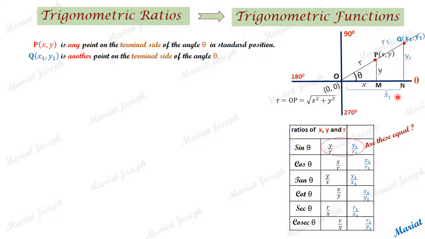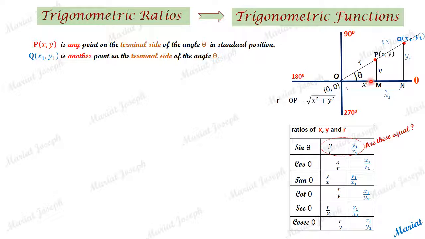Now, consider the two triangles OMP, the small triangle, and the triangle ONQ, the bigger triangle. What do you think about these two triangles? These two triangles have something special. This angle theta is common to both of them. Also, the small triangle is a right triangle. Here there is a 90 degree. Here there is a 90 degree for the bigger triangle.